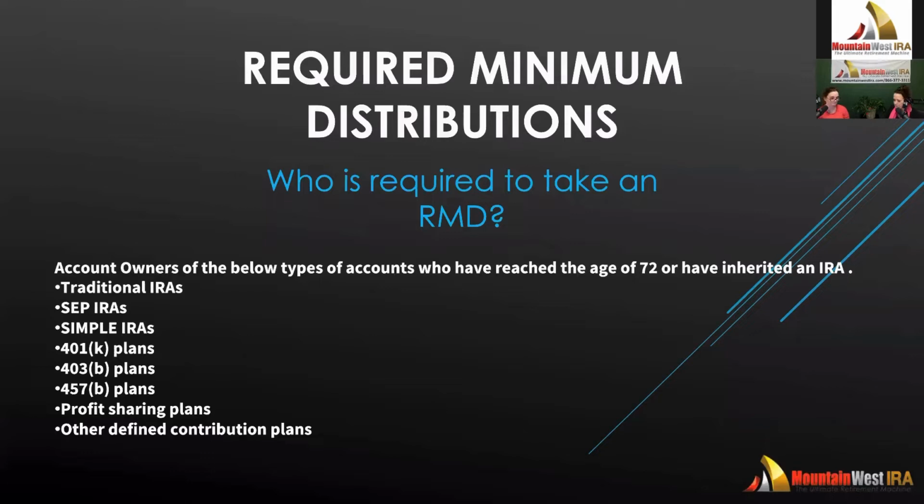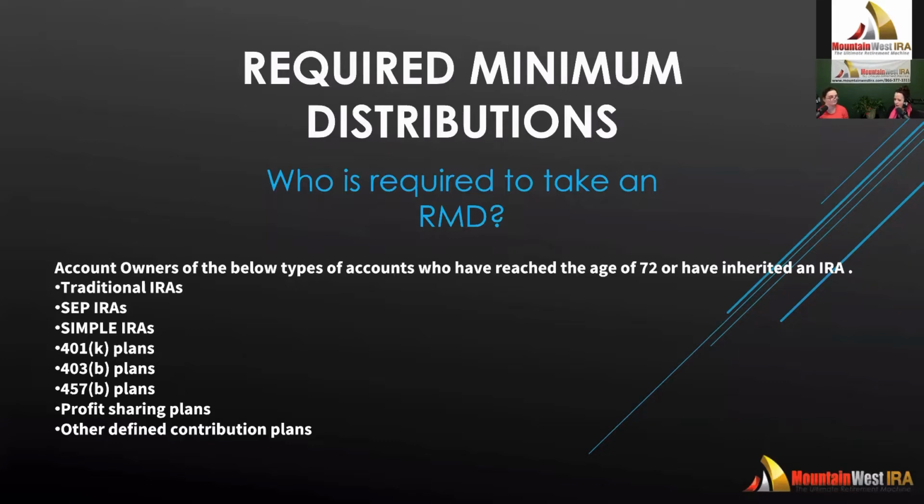Okay. And so you mentioned age 72. I thought it was 70 and a half. So it was 70 and a half up until the Secure Act in 2019. At that point, they moved that to 72 if you had not yet started taking required minimum distributions.